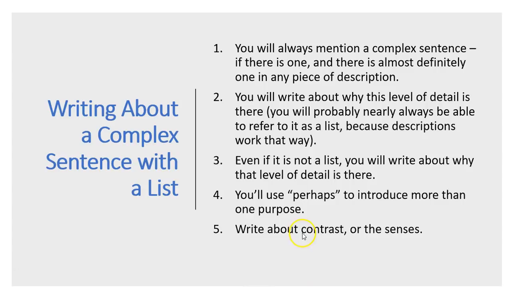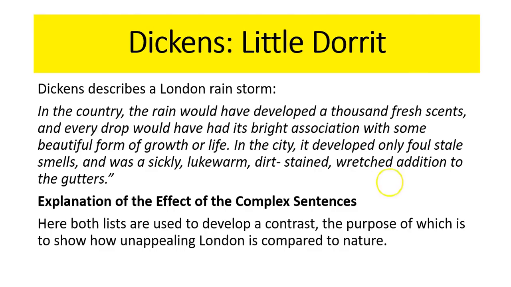When you're also writing, you want to be thinking about contrast and also the senses, and I'm going to show you a couple of Dickens examples that will help you do that. So this is an extract from Little Dorrit. Dickens describes a London rainstorm. In the country, the rain would have developed 1,000 fresh scents. Every drop would have had its bright association with some beautiful form of growth or life. In the city, it developed only foul, stale smells and was a sickly, lukewarm, dirt-stained, wretched addition to the gutters.